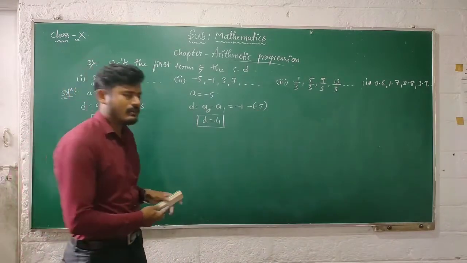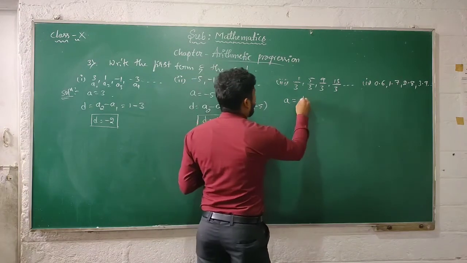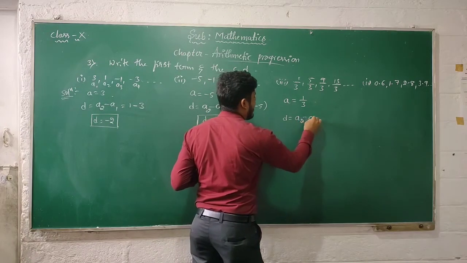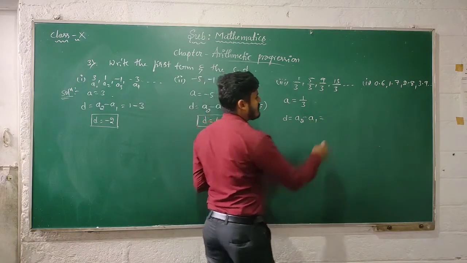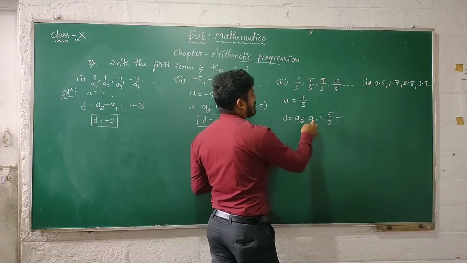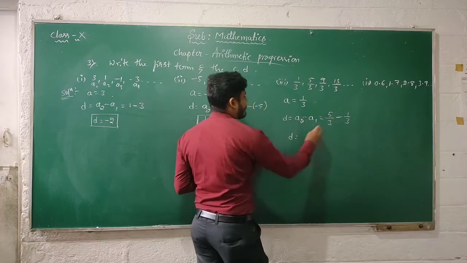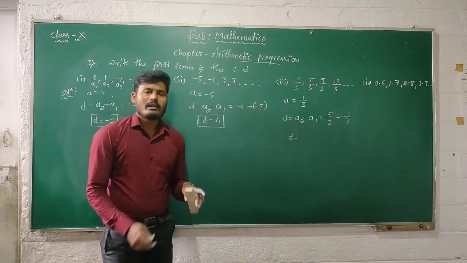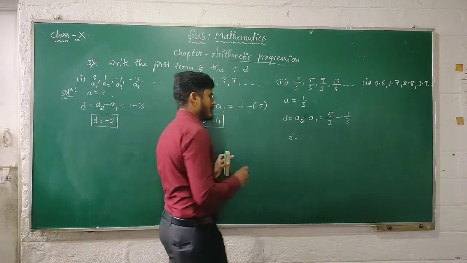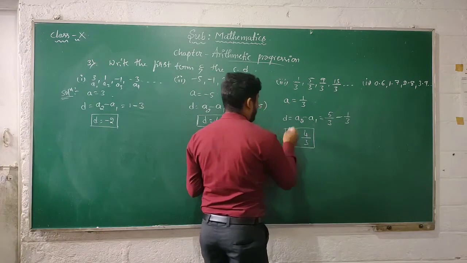Then moving on to the third question. Here the first term is 1/3 and the common difference is A2 minus A1. This is equal to A2 is 5/3 minus A1 is 1/3. So D is equal to, if the denominators are same, you can easily subtract any fractions by subtracting their numerators. 5 minus 1 is 4. 4/3 is the common difference.